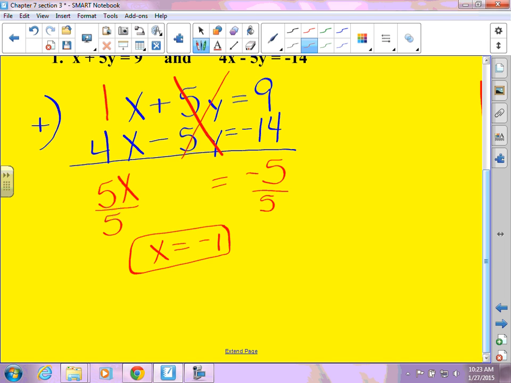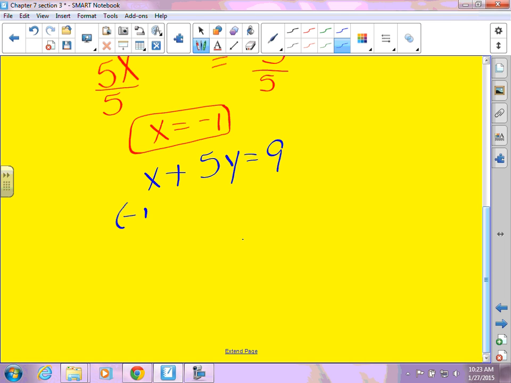So I'm going to take that number, and it doesn't matter which equation I put it in. I'm going to put it in the first one just because. So I'm going to go x plus 5y equals 9. I'm going to write down the equation, take out the x, and put in a negative 1. Okay, I'm going to add my 1. 5y equals, very good. And I'm going to divide by 5. So y equals 2.